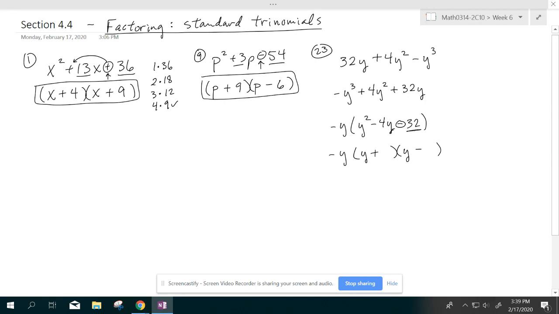And now for the big question. I need numbers that multiply to make 32, that subtract and make 4. Yep, 4 times 8 is 32. And 4 minus 8 is negative 4. And that is now factored completely. But it's also factored correctly.